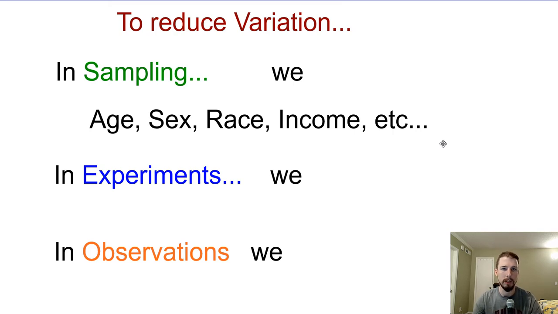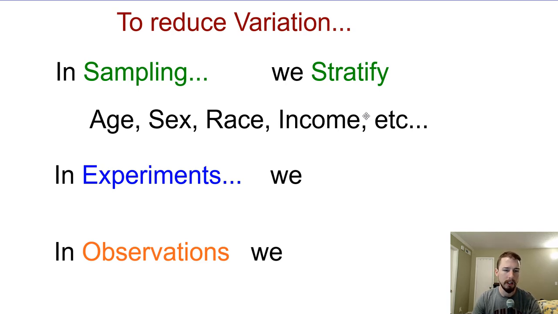If we think there was a difference between opinions or heights or whatever based on age, sex, race, income, or any other demographic, or really anything, then in sampling, we would stratify. So we would break them down and do separate samples of men and women, or break them down by sex, race, or income, or anything else that we thought might cause more variation.